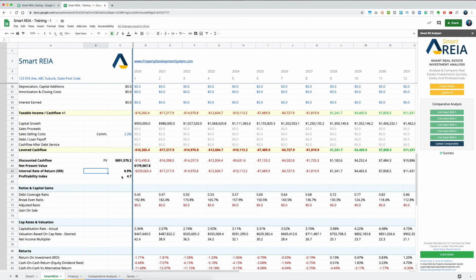You don't have to geek out on this. If you want to geek out, I discuss internal rate of return in way more detail in the advanced feasibility training as well. So in the next video, we'll talk about ratios and capital gains.